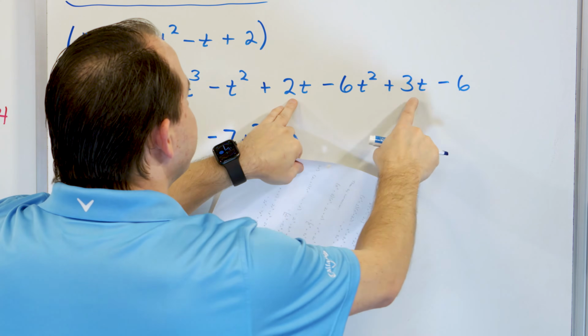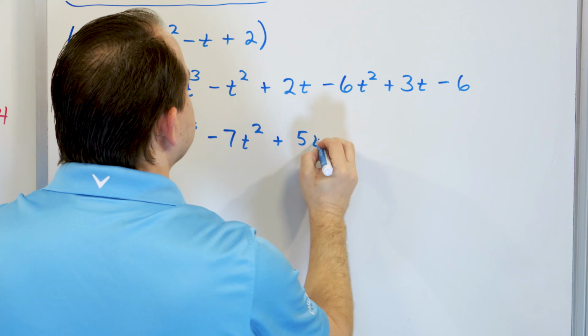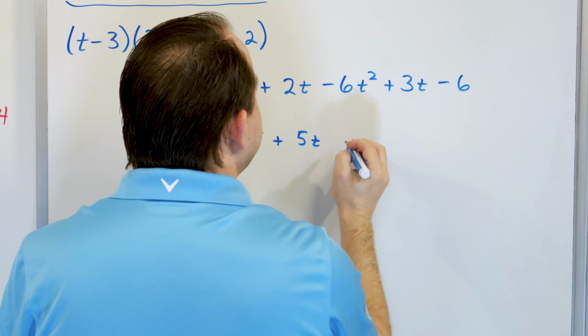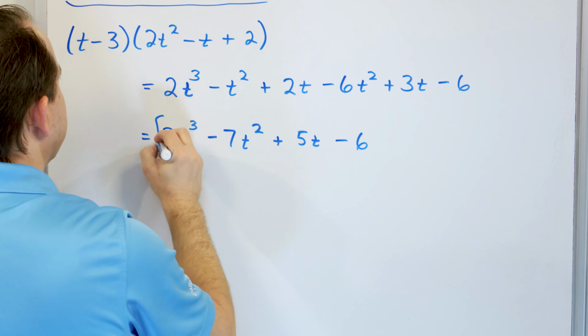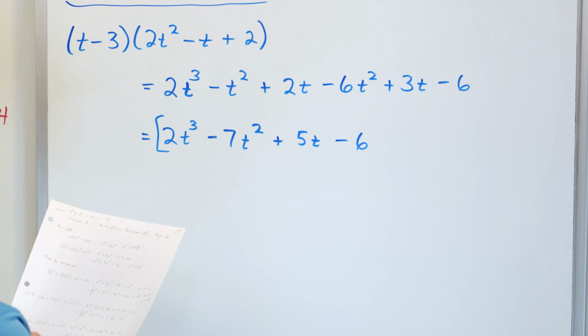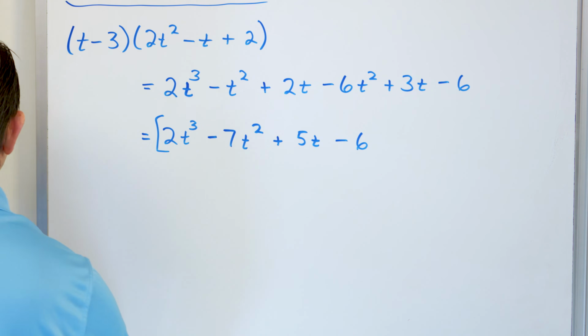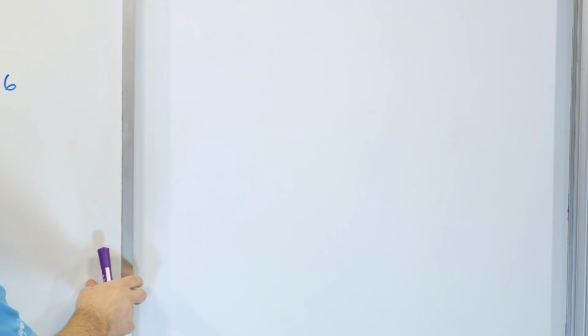Then I have this term and this term. These are similar. 2 plus 3 is 5t, right? And then the only thing left in the answer is -6. This is the final answer. Let's double check. 2t cubed minus 7t squared plus 5t minus 6. And that's correct.